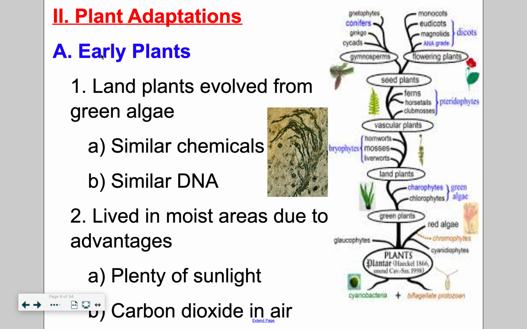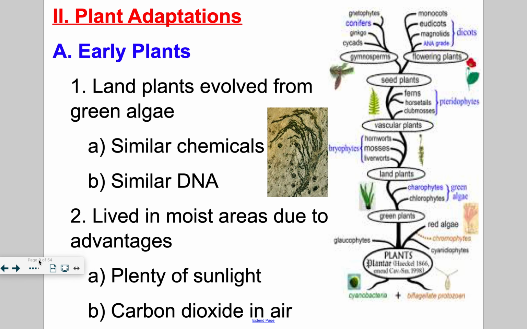Green algae is found in water. If green algae is found in water, it didn't have to worry about getting enough water because it was in water. Not only that, the water supported its body weight. It never had to worry about drying out. The form of reproduction for green algae, everything's in the water, so like flagellated sperm and egg mixing in water currents, okay? But we know that land plants evolved from green algae based on similar chemicals that we have found between the two, as well as similar DNA sequencing.